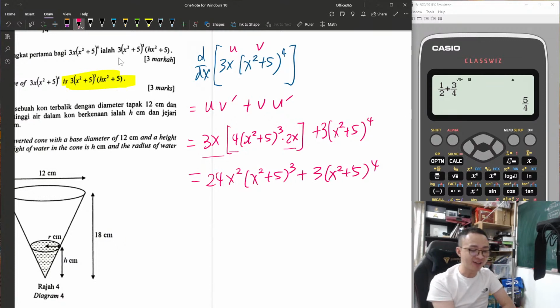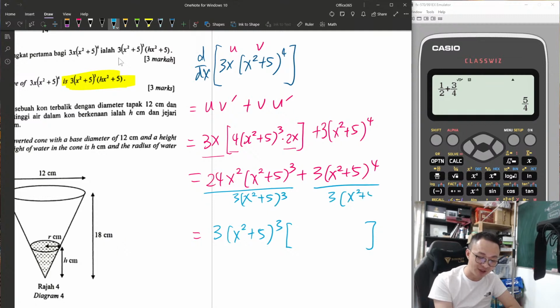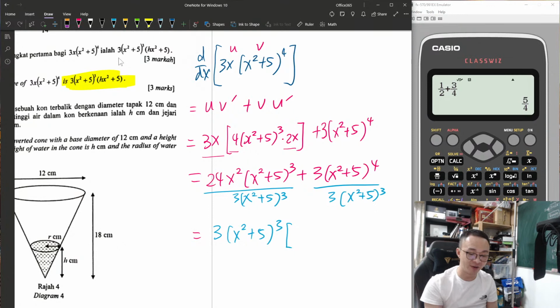So factorize out a 3 and (x squared plus 5) to the power of 3. Then we do the same thing. I factorize out a 3 and then bracket (x squared plus 5) to the power of 3. But what do we mean by factorize it? Means here, the first term here, I divide 3 and (x squared plus 5) to the power of 3. Here I also divide 3 and (x squared plus 5) to the power of 3. This is what we mean by factorize it out, right?